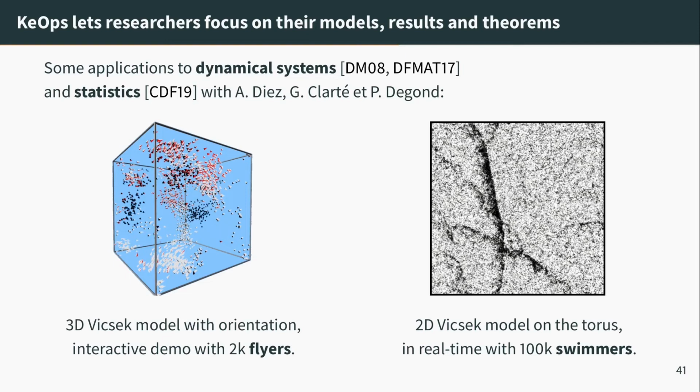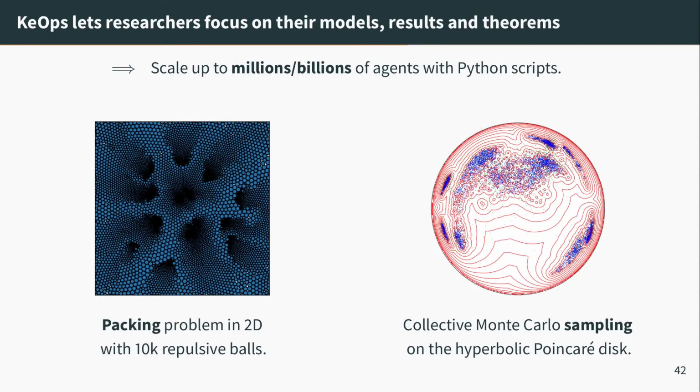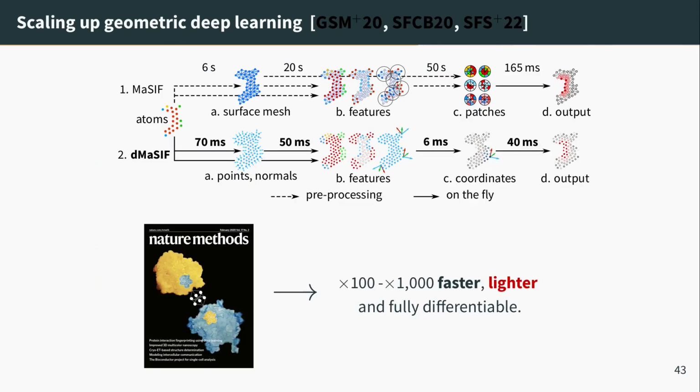I think it's less about providing optimal performance and more about understanding what you're doing. For instance, I'm very happy to have friends like Antoine Diez or Grégoire Clarté who could use those libraries to simulate flyers or spermatozoids, hundreds of thousands of swimmers, and so to scale up their numerical simulations of mean field games, packing problems or Monte Carlo sampling. So I'm pretty happy about that.